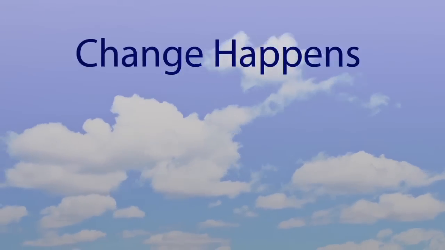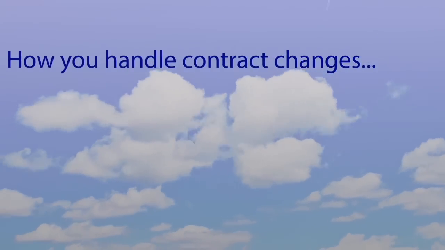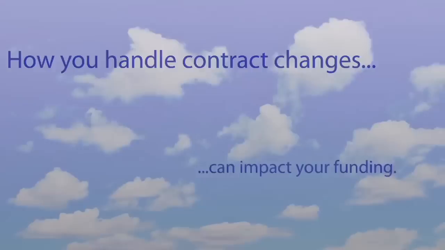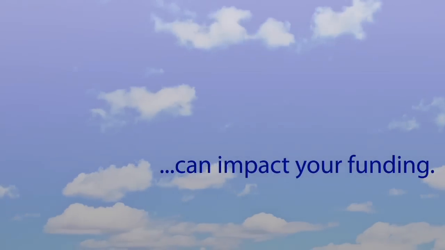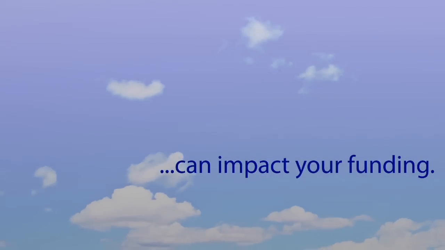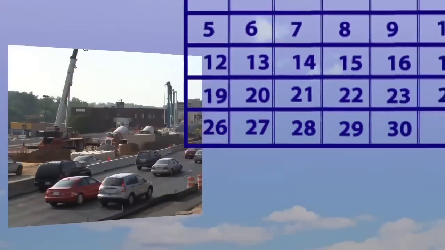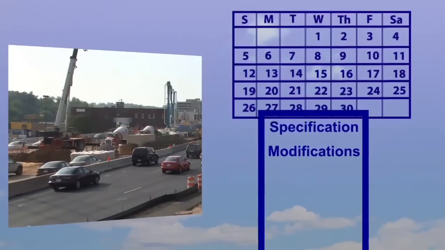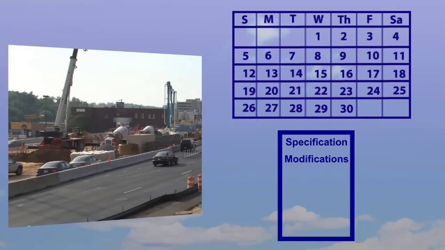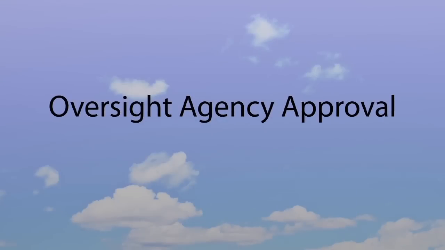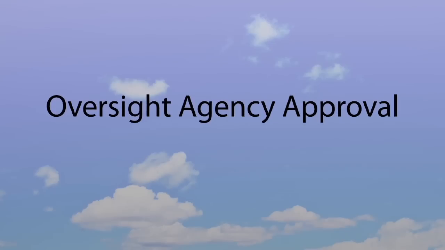Change happens. How you handle contract changes for your federal aid project can substantially impact the funding participation for those changes. Just remember, whether you have a change to the time allowed for completion or make a major specification modification, make sure to get oversight agency approval for all proposed changes to your federal aid contracts.